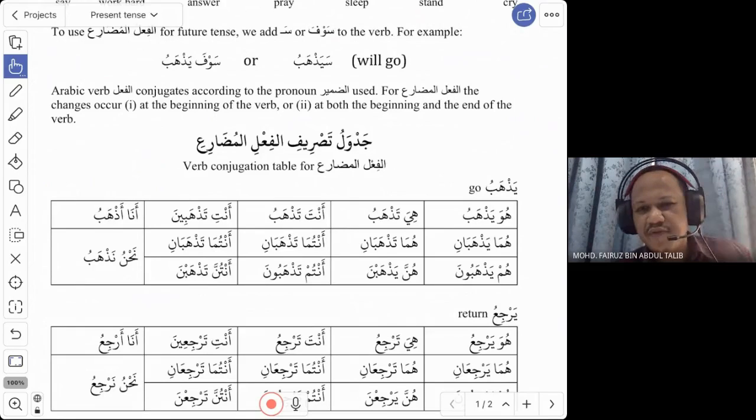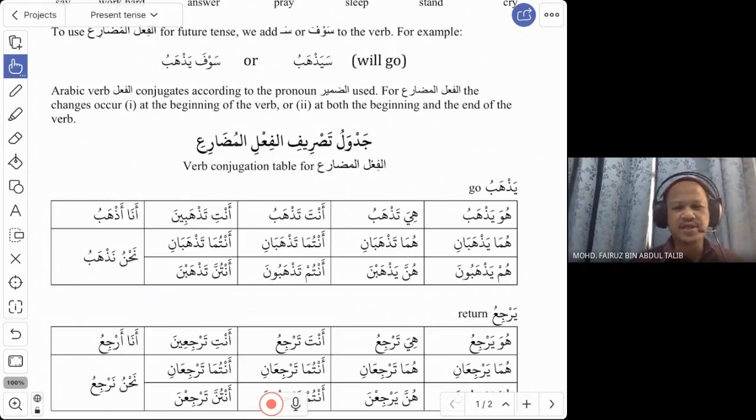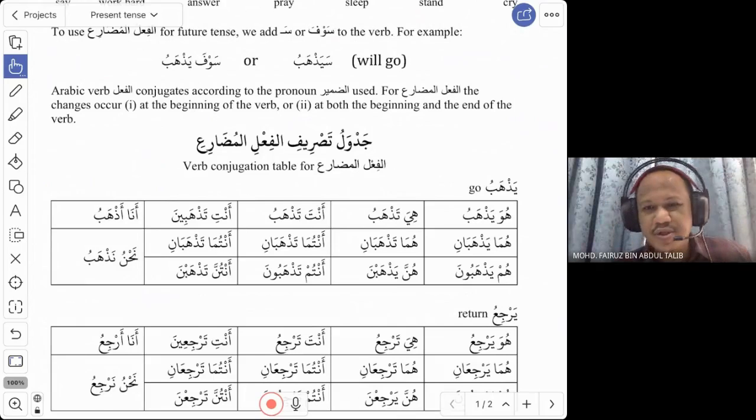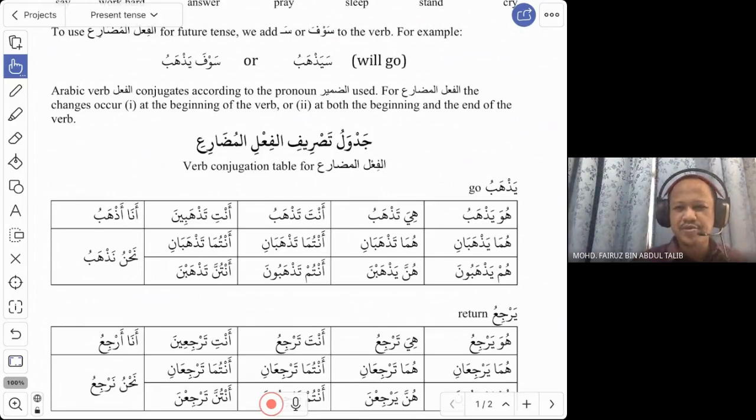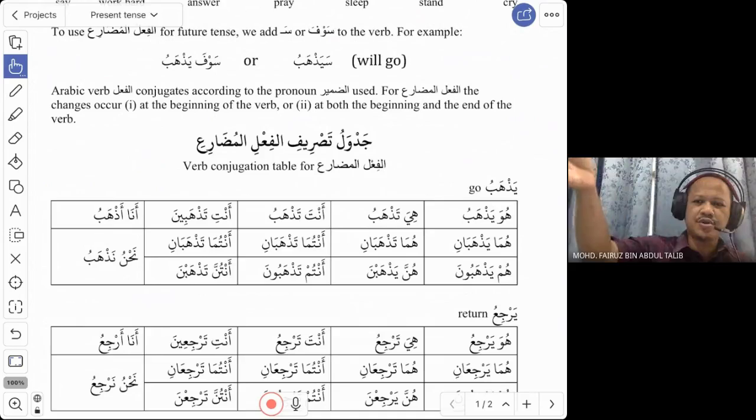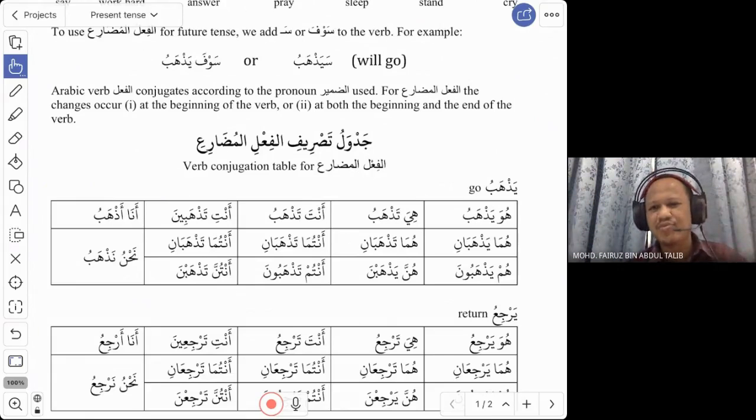If you want to use it for I, then you don't say yazhabu anymore. You will say azhabu. If you want to use it for we, you don't say yazhabu again. You say nazhabu. If you want to say you go, you will not say yazhabu as well. You will change to tazhabu. So basically, when do you change to ya, alif, ta, or nun? It depends on the pronoun, on the person. Who is that person?